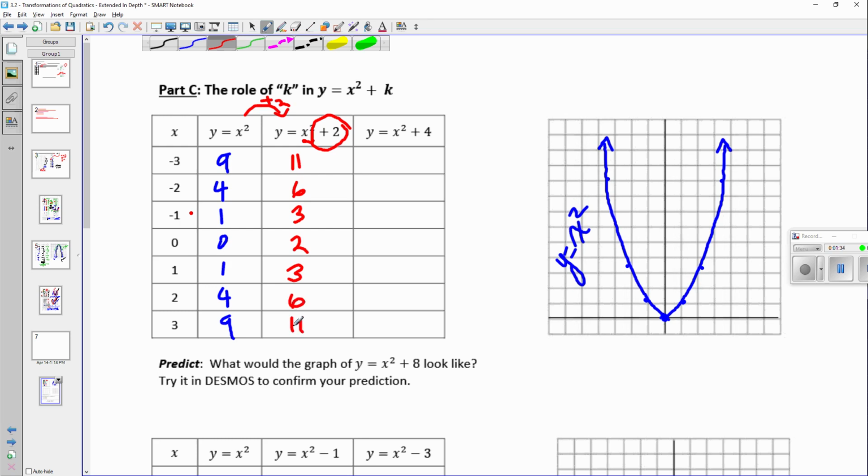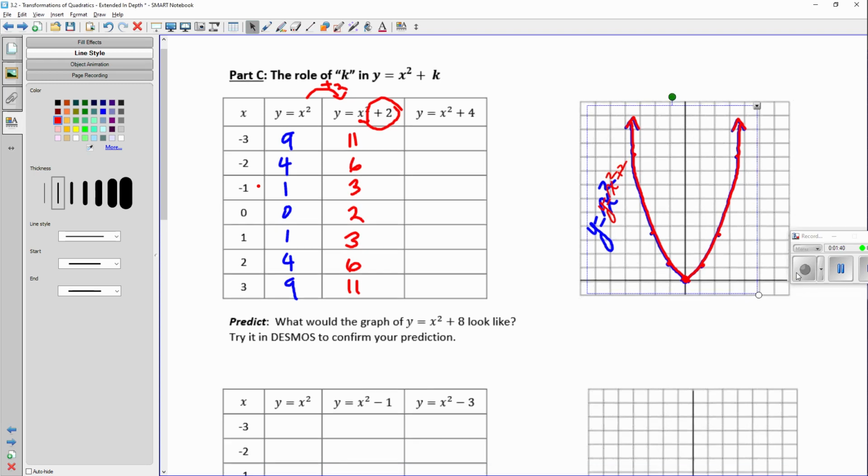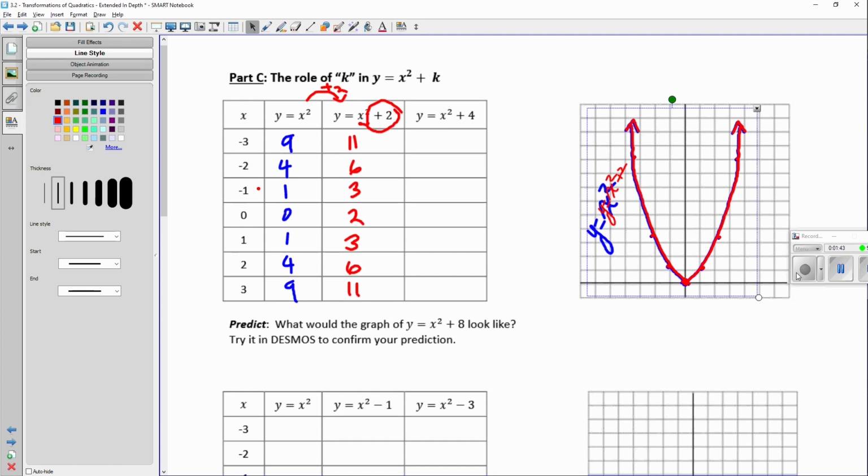And now, let's graph that. Like I said, visually what's happened is we've literally taken our graph and shifted it up by 2 points. Shifted each of those y values up by 2 points.